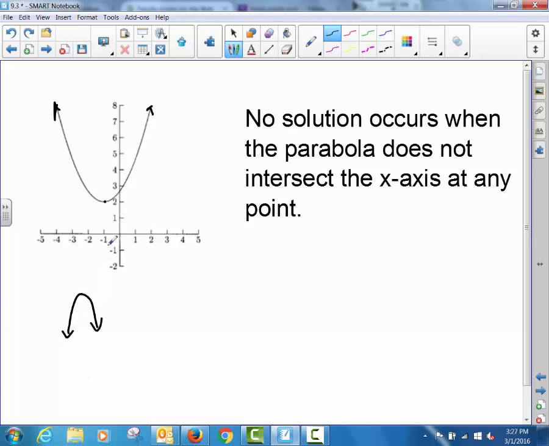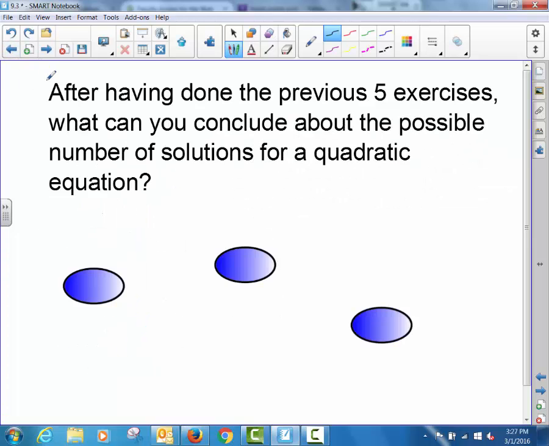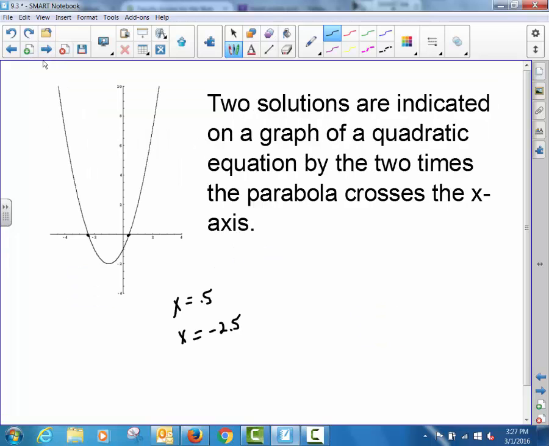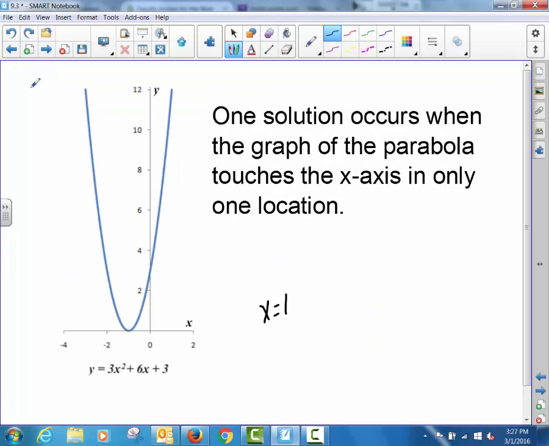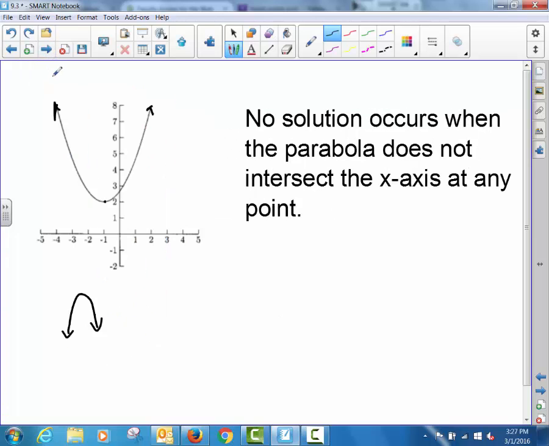So those are the 3 situations. You can have 2 solutions whenever it crosses the x-axis in 2 locations, like this. 1 solution when it touches the x-axis in 1 location, and no solution whenever it doesn't cross the x-axis at any point.